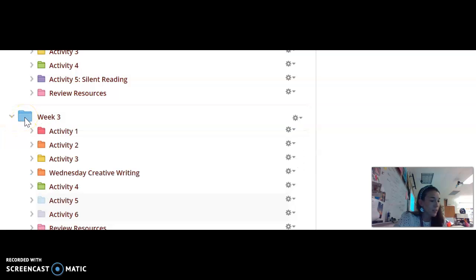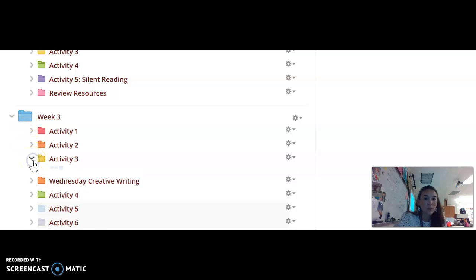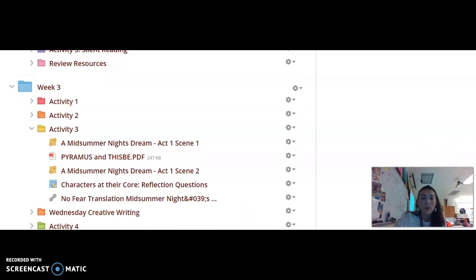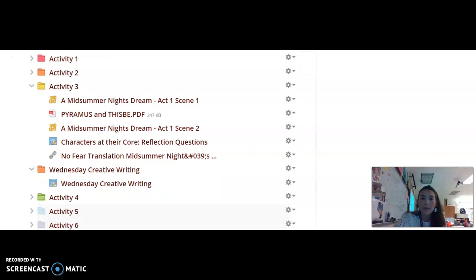we are missing your Edpuzzle for Act 1, Scene 2, and your creative writing. So here is the Edpuzzle for Act 1, Scene 2, along with the No Fear Shakespeare linked at the bottom there. So if you click on the Edpuzzle, you should be able to complete it and watch it, and make sure that you submit it, so you need to let it play to the end and answer all the questions. And if you are confused by the language, please look at the No Fear Shakespeare. The creative writing is once again in the Wednesday creative writing folder, and it has the same format as the others.